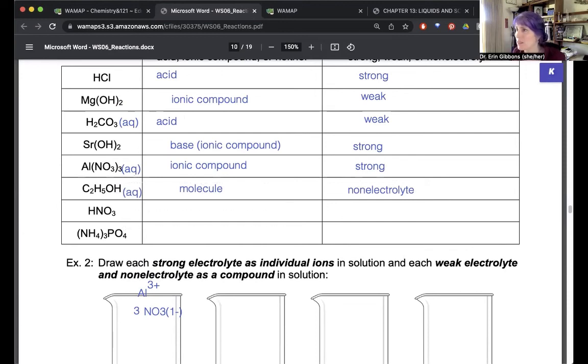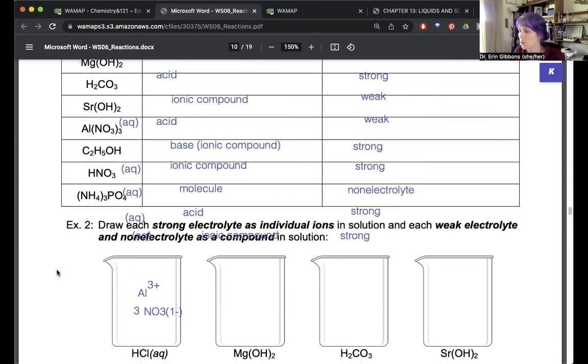How about HNO3? Is that on your list? It's got an H at the beginning, so it's an acid. It is on your list. So this one is an acid, and it is strong. So there are no neutral molecules remaining. And then here is ammonium phosphate. Looking at the solubility rules, rule number 1, we meet ammonium, so it is aqueous. And so is this one. All acids are aqueous. This is an ionic compound, and this will be a strong electrolyte because it is aqueous.